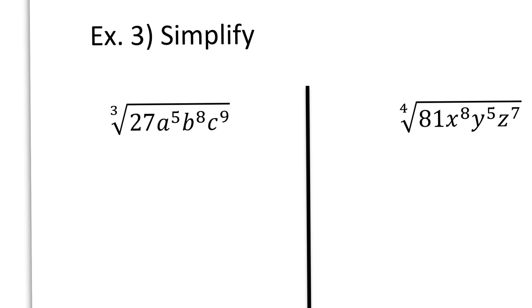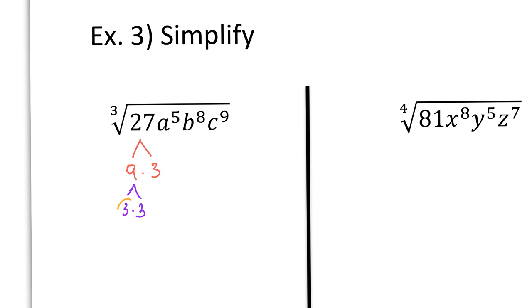So first, let's understand what we have. We have the third root of 27, a to the 5th, b to the 8th, c to the 9th. We want to find a number that you multiply by itself 3 times, since it's the third root, that gives you 27. First, let's break down the 27. We are going to look for groups of 3's because we have the third root. So 9 times 3 is 27, and 3 times 3 is 9.